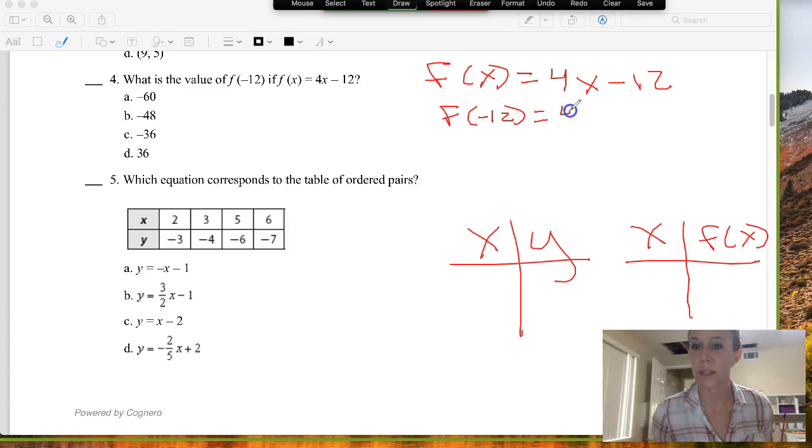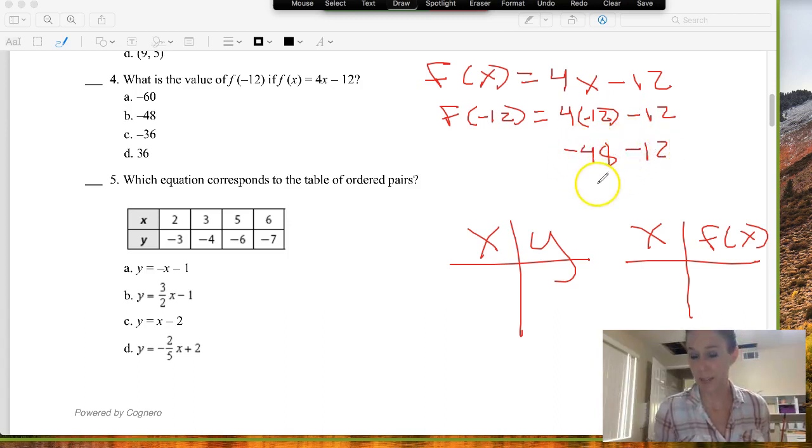So what I do is I take 4 times -12. Wherever there's an x, I plug in -12 and subtract off 12. Well, 4 times -12, what is that? -48. And then subtract off 12 from that. -48 minus 12, they're the same sign, so I actually add them and attach the sign. That's going to give me -60. So -60 is the solution when x is -12.